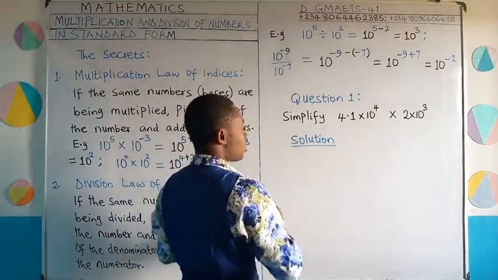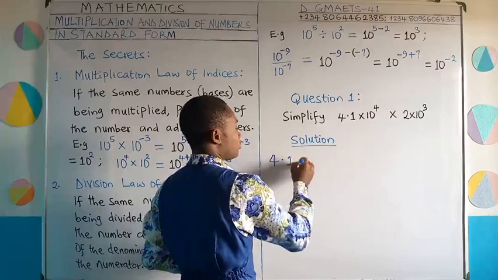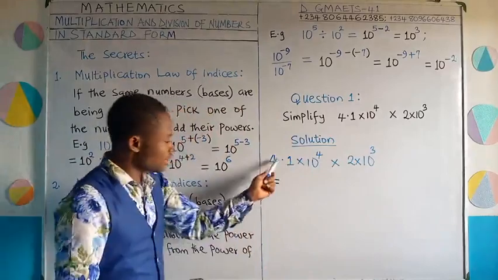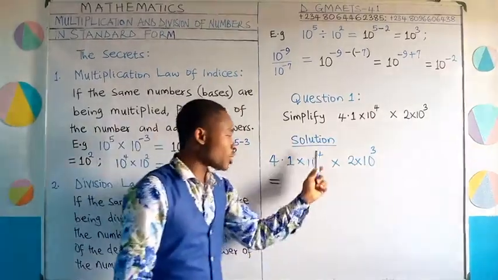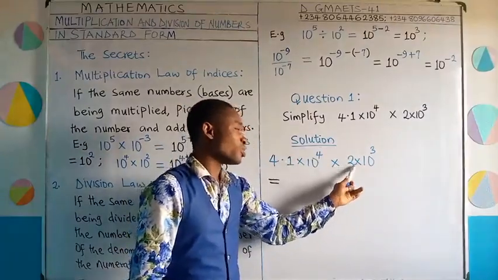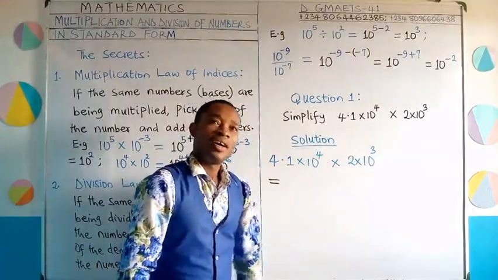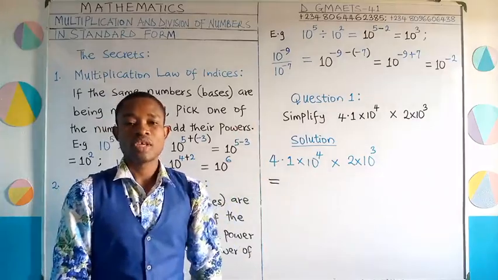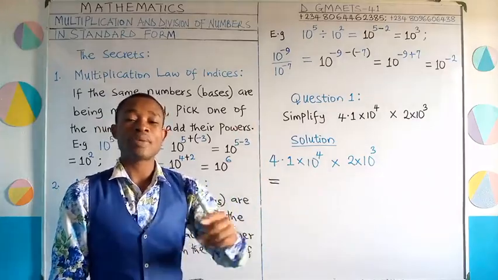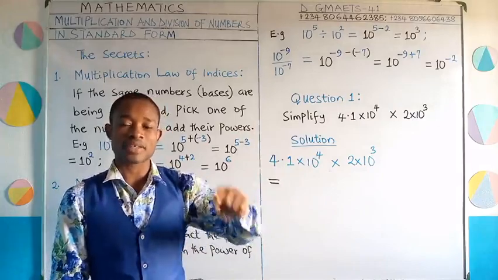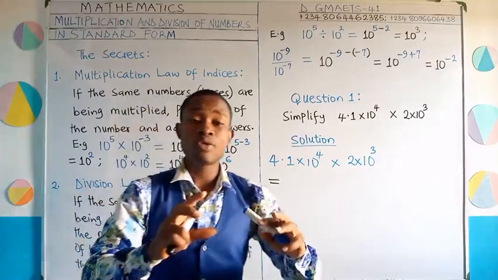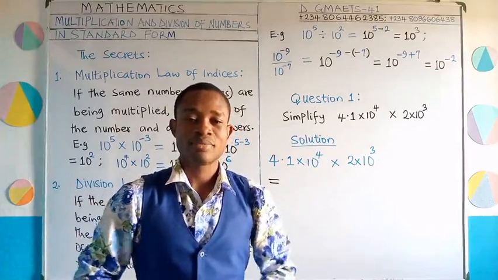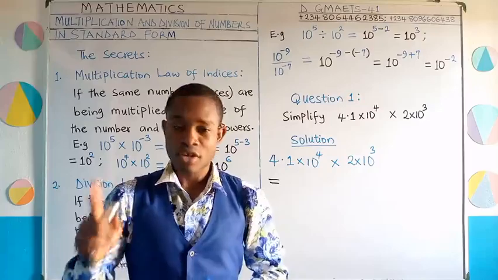Okay, now the question given to us is this. In solving this, you notice that this is 4.1 times 10 to the power of 4. This one is 2 times 10 to the power 3. Let me tell you something quickly. If I give you 5 times 3 times 2, it's the same as 2 times 3 times 5. It's the same as 2 times 5 times 3. It's the same as 3 times 2 times 5. See, the way you arrange multiplication under basic arithmetic does not matter. That is why 2 times 4 will give you 8. 4 times 2 will still give you what? 8.